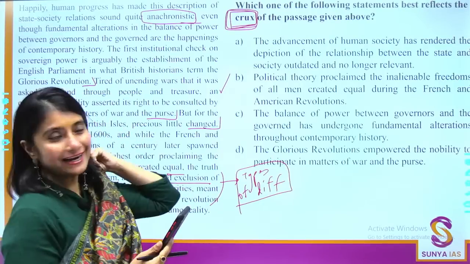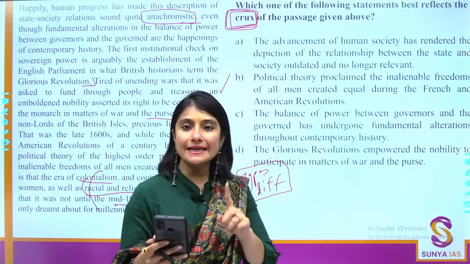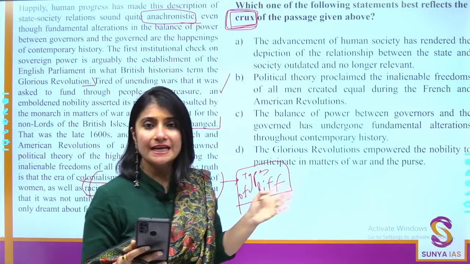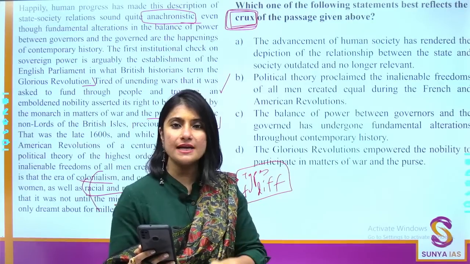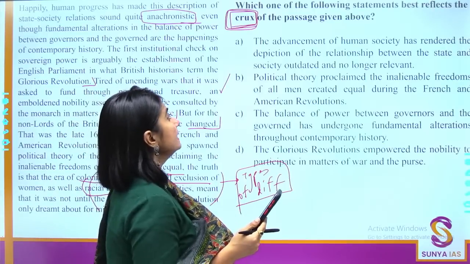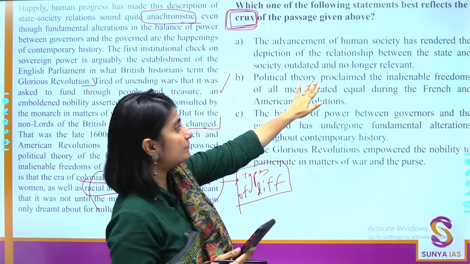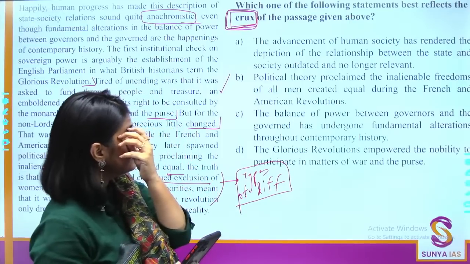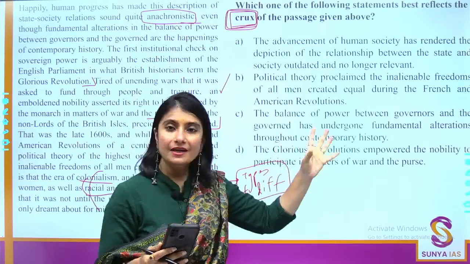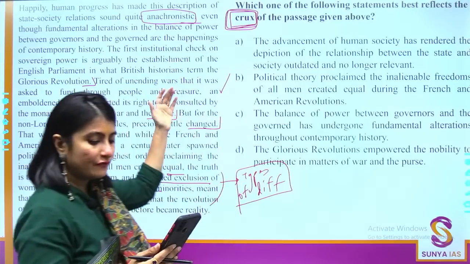Okay, all of you are getting very smart. Option A. But now see, I need all of you to participate and tell me why we are negating option number A. Why are we going to eliminate that? If you understand the reason for eliminating an option, reaching the answer is pretty simple. It will stay on the channel, beta. Option A: The advancement of human society has rendered the depiction of the relationship between the state and the society outdated and no longer relevant. Now guys, this statement is going out of context. We are nowhere talking about the relationship being irrelevant. We are talking about different forms.